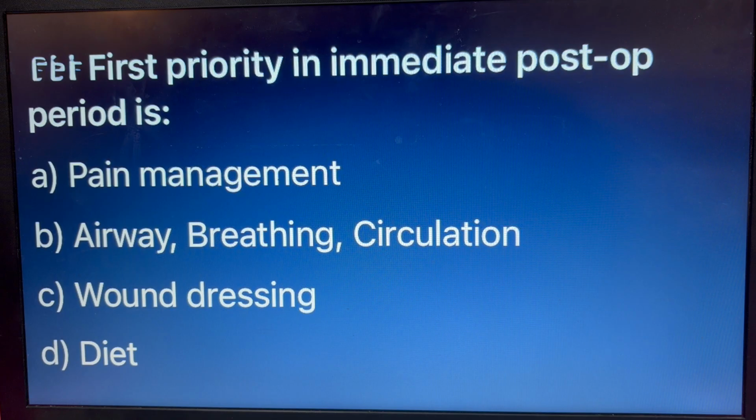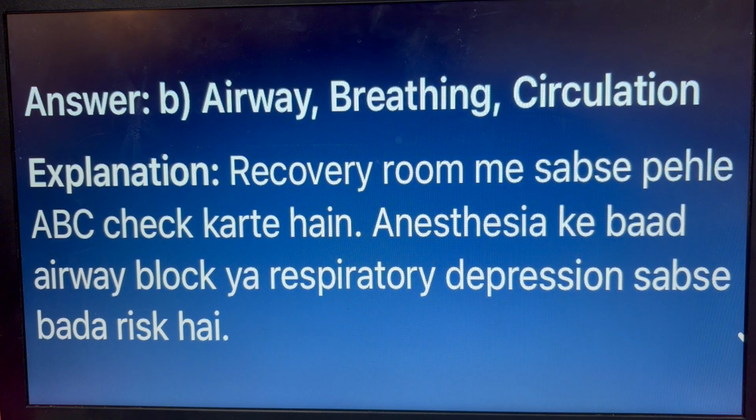The first priority in the immediate post-op period is: option A, pain management. Second, airway, breathing, circulation. Next is wound dressing, and next is diet. Comment fast. Okay, the right option is B, airway, breathing and circulation.